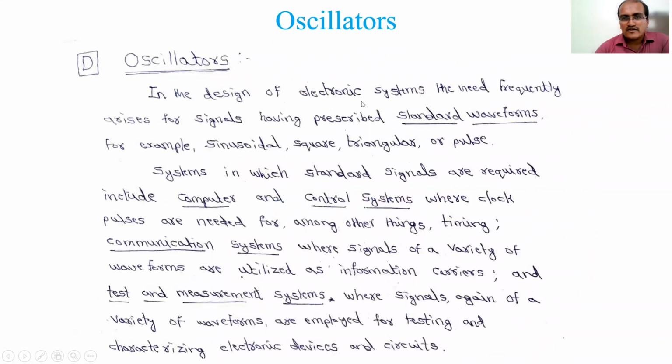In the design of electronic systems, the need frequently arises for signals having prescribed standard waveforms, for example sinusoidal, square, triangular, pulse. These standard waveforms are used. For example, if you take a digital clock, it will be continuously oscillating with pulses.